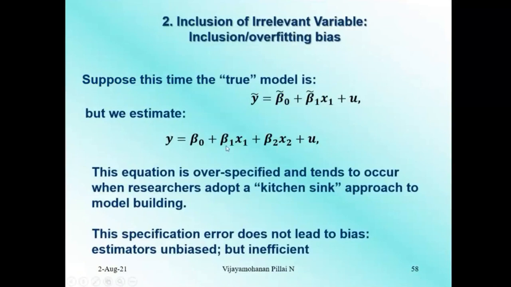Both beta 1 and beta 2 will be estimated unbiasedly. But there is a problem for the variances of beta 1 and beta 2. If x1 and x2 are correlated, if there is multicollinearity between x1 and x2, then the variances of beta 1 hat and beta 2 hat will not be minimum. We know the variances are inflated. So the estimates are not efficient. They are unbiased, but they are not efficient.